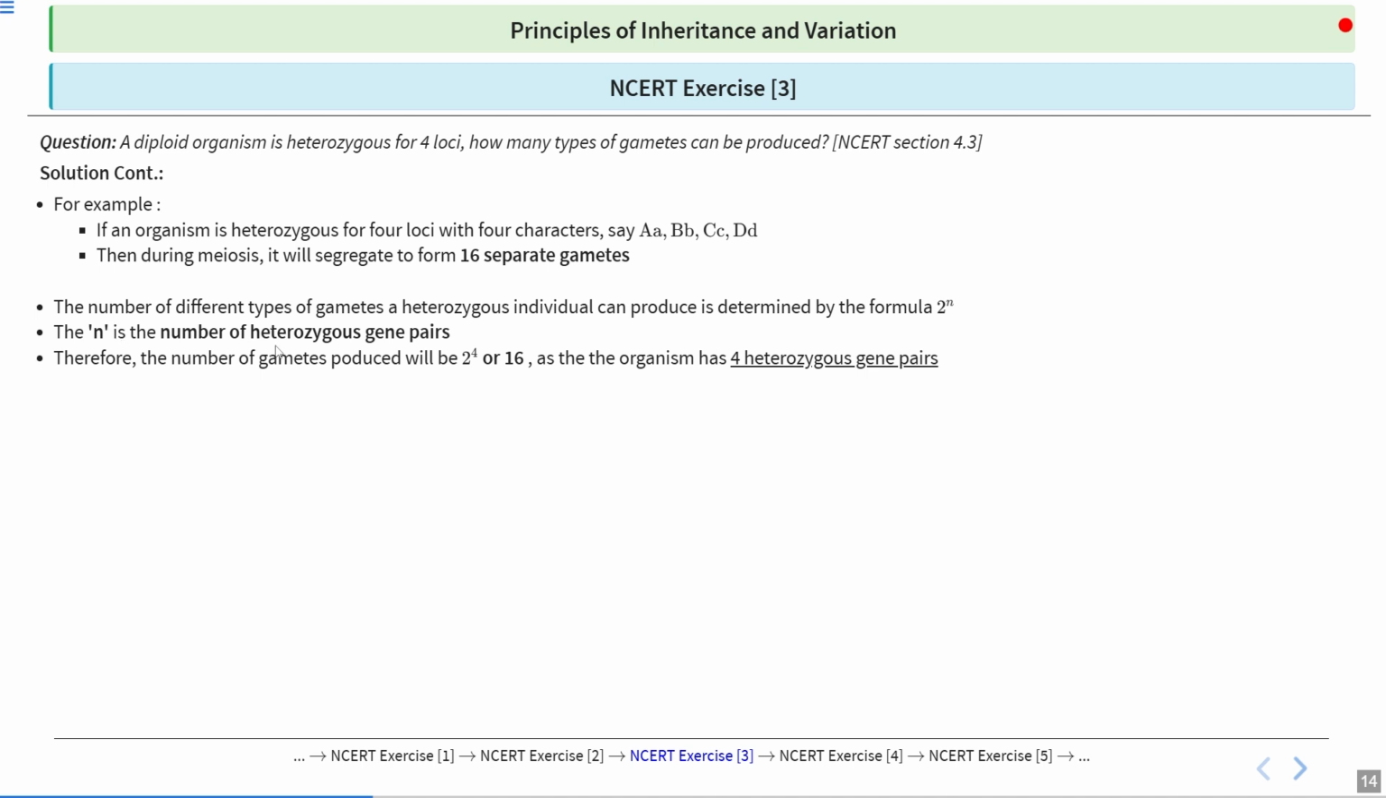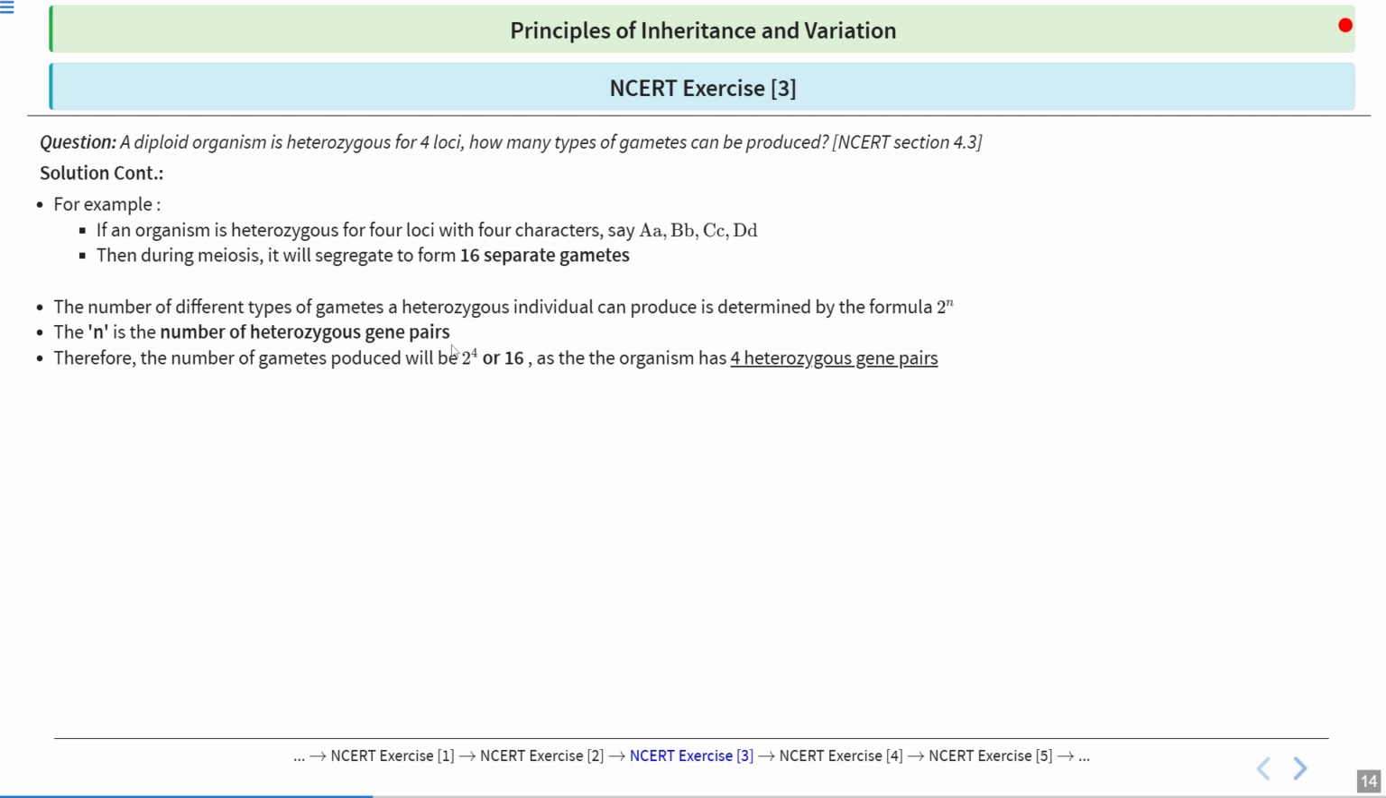What is n here? n is the number of heterozygous gene pairs. So how many heterozygous gene pairs are present here? 1, 2, 3 and 4. So there are 4 heterozygous gene pairs here. You can replace this n with 4 and you will get the answer 16. Therefore the number of gametes produced will be 2 raised to power 4, or 16, as the organism has 4 heterozygous gene pairs. If there are 5 heterozygous gene pairs, instead of 4 you will write 5. If they have 3, you will write 3. If they have 2, you will write 2.